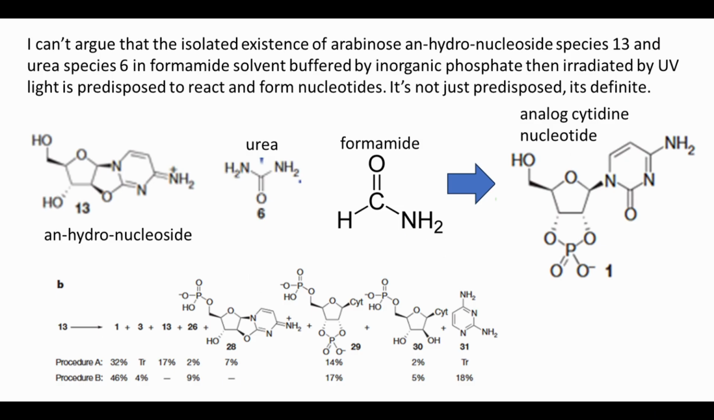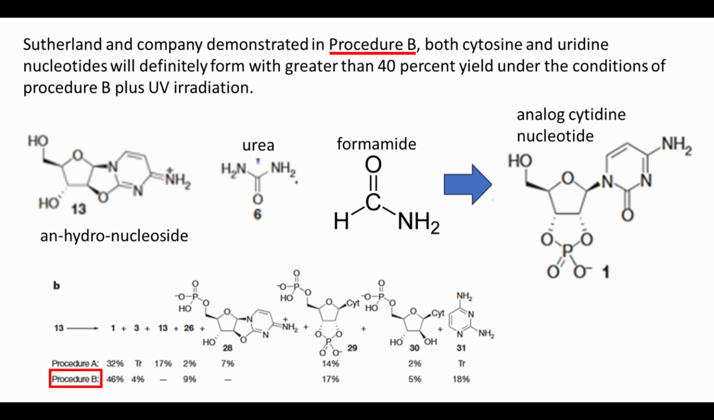I can't argue that the isolated existence of arabinose anhydronucleoside species 13 and urea species 6 in formamide solvent buffered by inorganic phosphate, then irradiated by UV light, is not predisposed to react and form nucleotides. It's not just predisposed, it's definite. As Sutherland and company demonstrated in Procedure B, both cytosine and uridine nucleotides will definitely form with greater than 40% yield under the conditions of Procedure B plus UV irradiation.